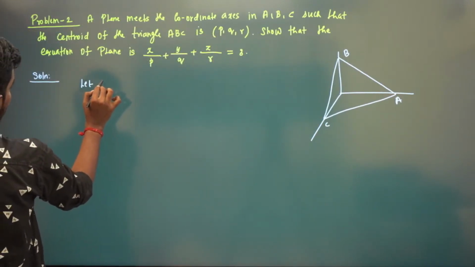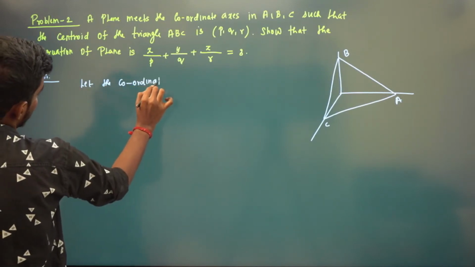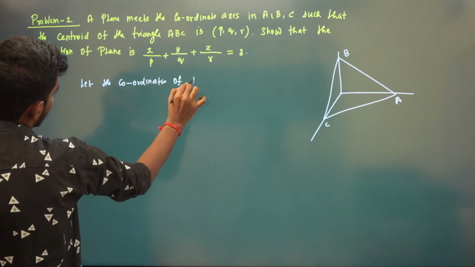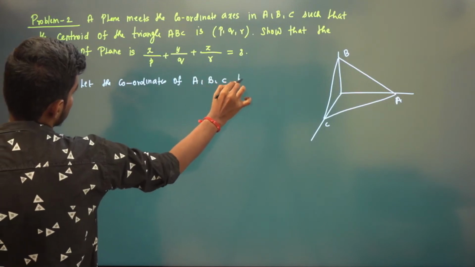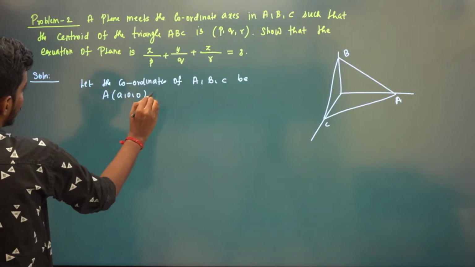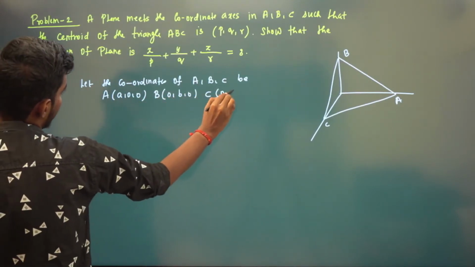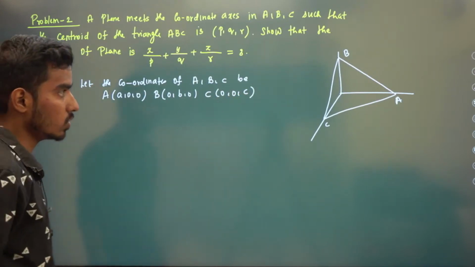Let the coordinates of A, B, C be... Let us take the A coordinate to be (a, 0, 0), B point to be (0, b, 0), C point to be (0, 0, c).